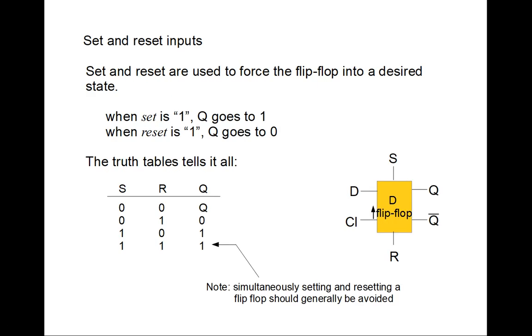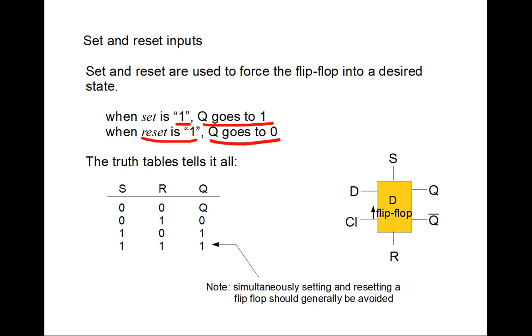Now let's look at the set and reset. As I indicated earlier, set and reset are primarily used for initialization. We use these to initially set whether we want a particular flip-flop to be in a 1 state or a 0 state. When set is equal to 1, Q is forced to 1, so the state goes to 1. When reset is set to 1, the state goes to 0. It's forced to 0. The easiest way to look at this is a truth table.